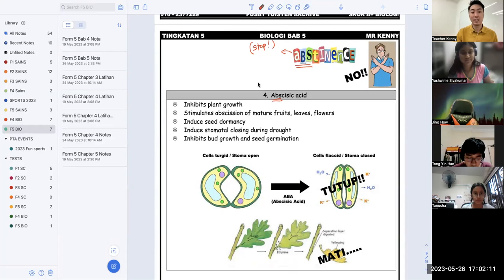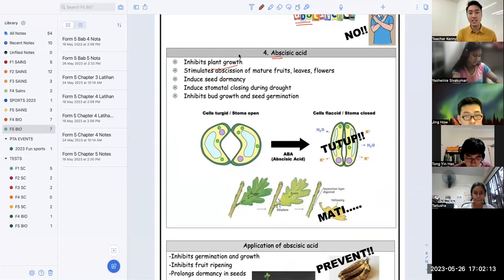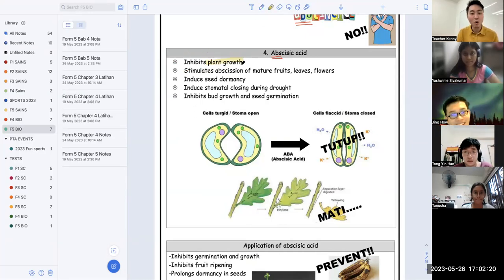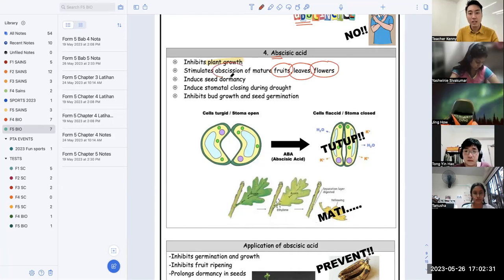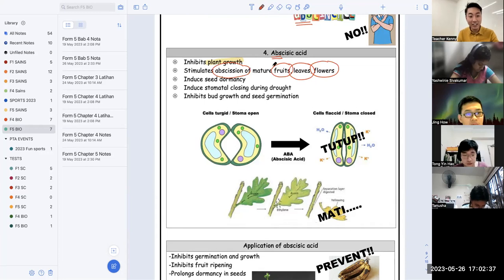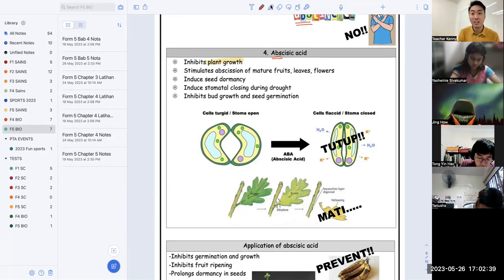So let's have a look at this one. First, the plant says, I want to grow. No, inhibit. You see that? Just no. Okay, don't. Then next, the fruits. I want to stay longer, I want to grow, I want to have flower. Abscission, destroy. Abscission means falling off. I want to fall off now. All right? Fall. You see, so sad, right? It's very negative over there.